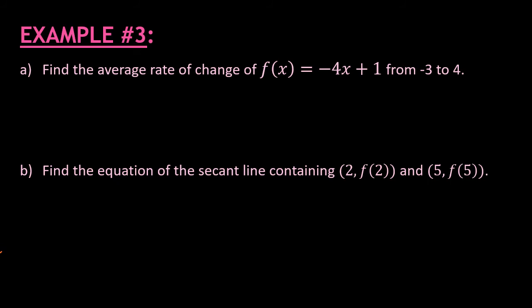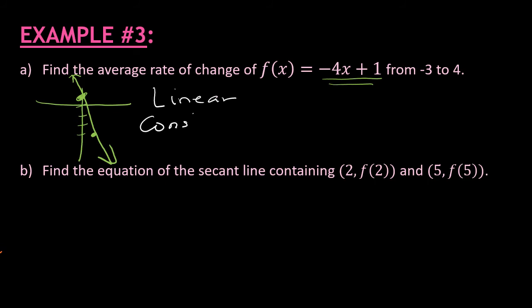Okay, so average rate of change. If we think about what this graph is, we have a y-intercept of 1, and we go down 4, so 1, 2, 3, 4 over 1, down 4 over 1, and we end up with a line that looks like this. One thing we need to remember about a linear function is that linear functions have a constant rate of change.